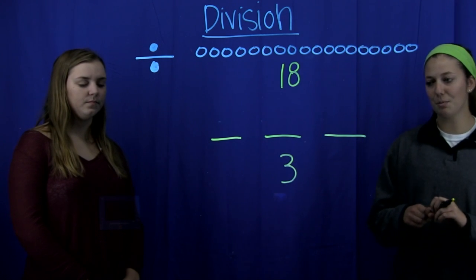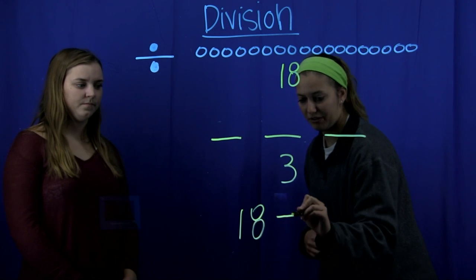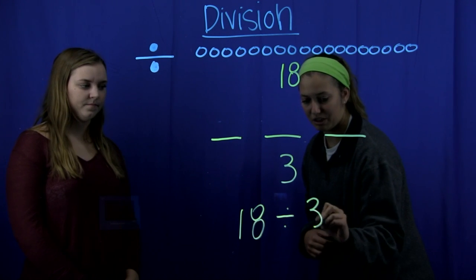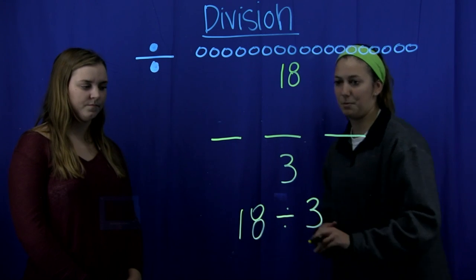The way we write this problem would be 18, our division symbol, 3, which stands for 18 gumballs divided into 3 groups.